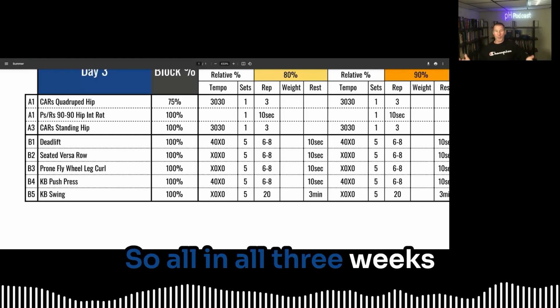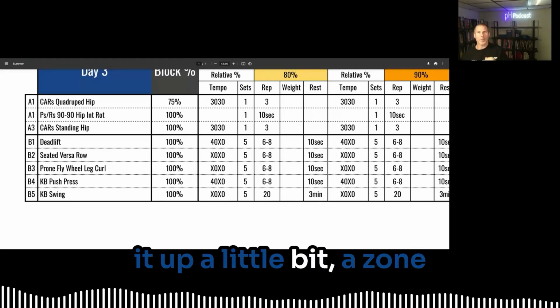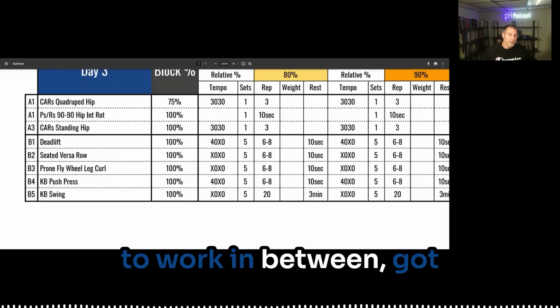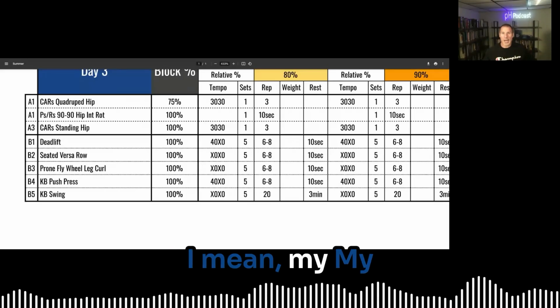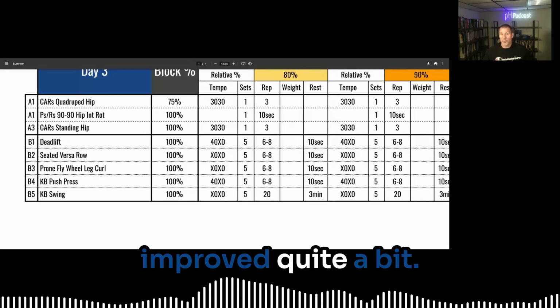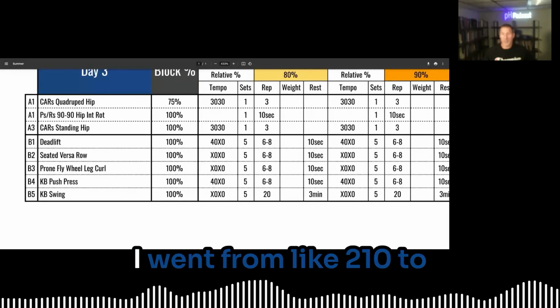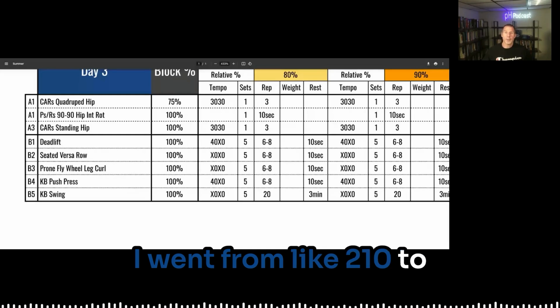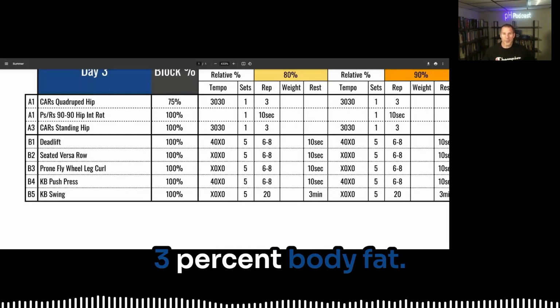So all in all, 3 weeks of this, 3 days, broke it up a little bit, zone 2 work in between, got pretty dang good results. I mean, my training motivation was really good. I would say my fitness levels improved quite a bit. My body composition changed substantially. I went from like 210 to 199 and I lost about 3% body fat.